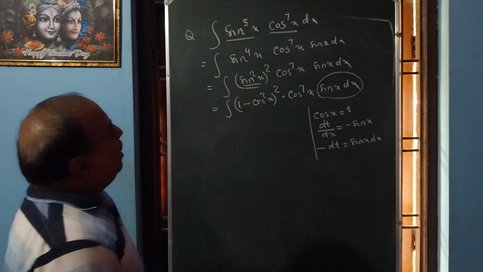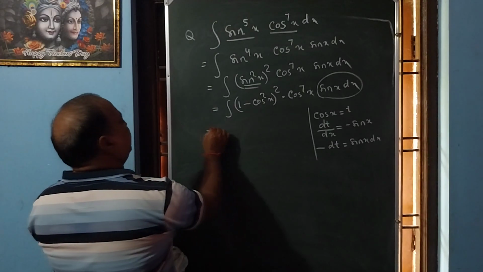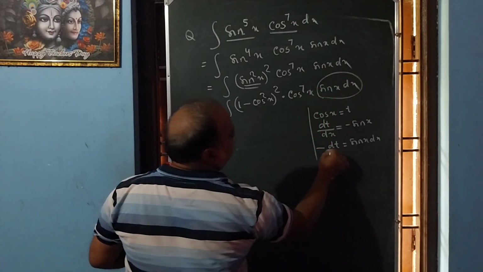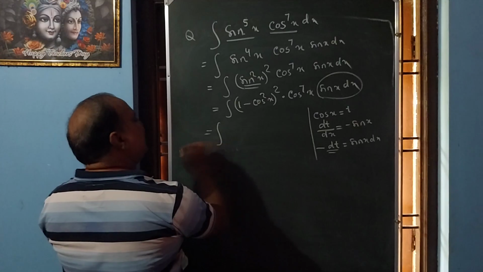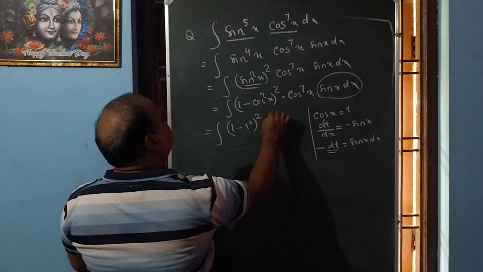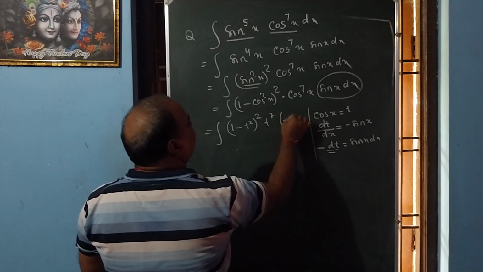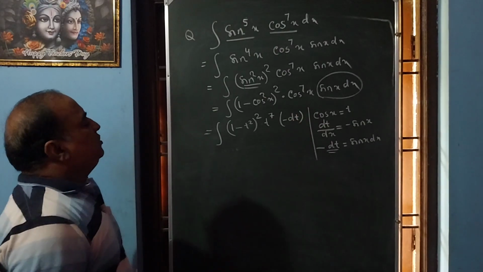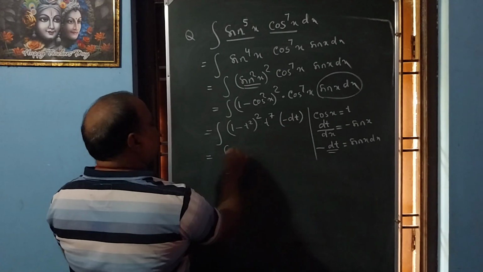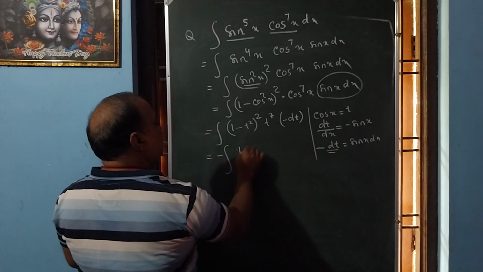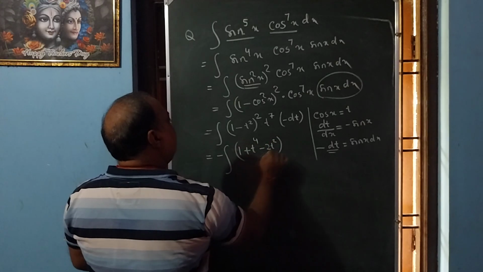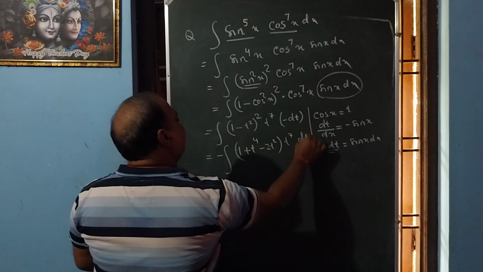Okay. Now the integral becomes: in place of cos x we put t, and in place of sin x dx we put minus dt. So this integral becomes (1 − t²) whole square into t⁷, and here we get minus dt. Here we apply (a − b) whole square. Minus is a constant that will be coming outside. So a² plus b² minus 2ab, that is (1 + t⁴ − 2t²) into t⁷ dt.